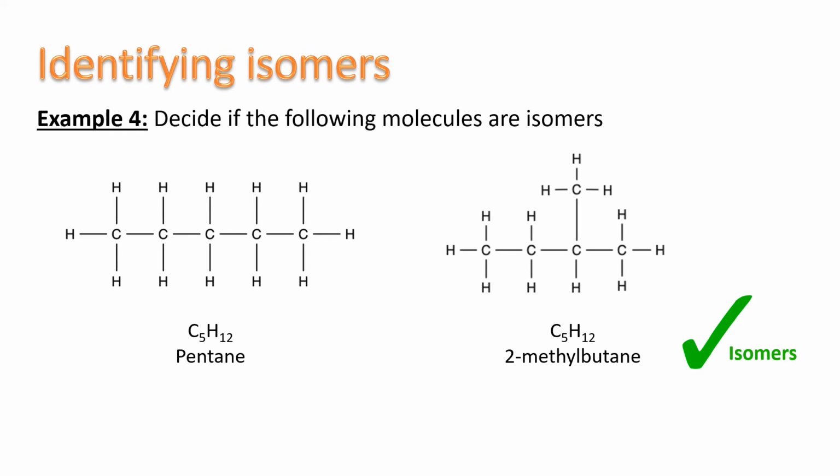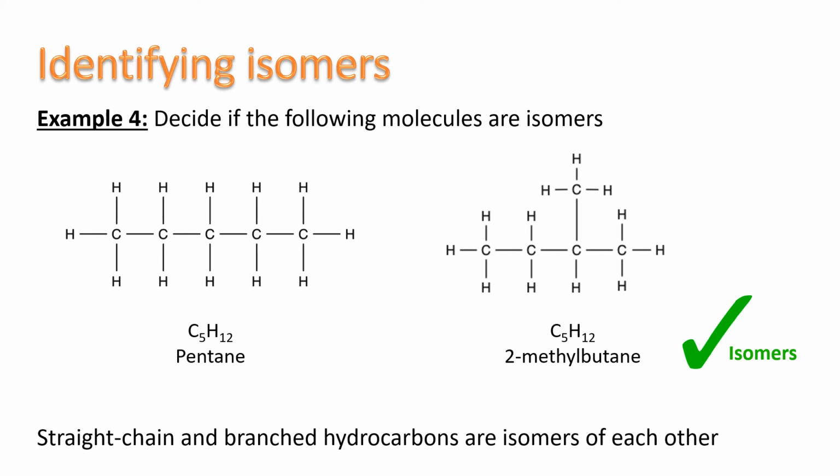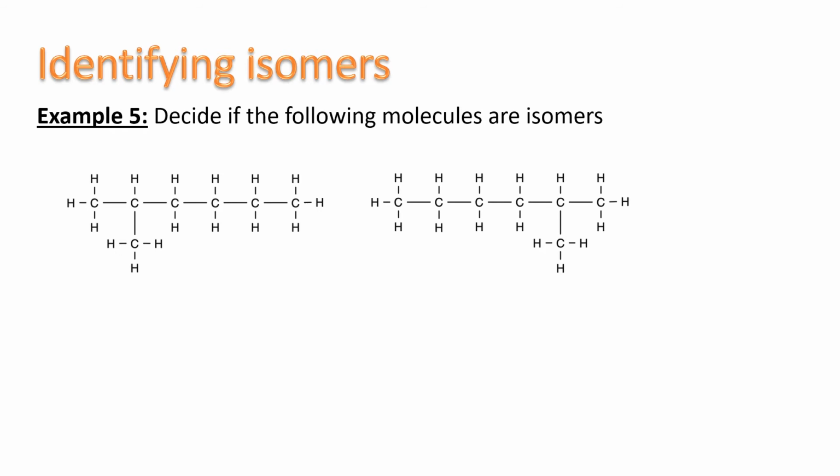So another general rule, that straight chain and branched hydrocarbons are isomers of each other. Now this only rings true if they've got the same molecular formula, obviously. So again, if we copy this down or stick in the handout. Now we're going to look at a couple wee tricky ones now. So we're trying to decide if the following molecules are isomers in example 5.